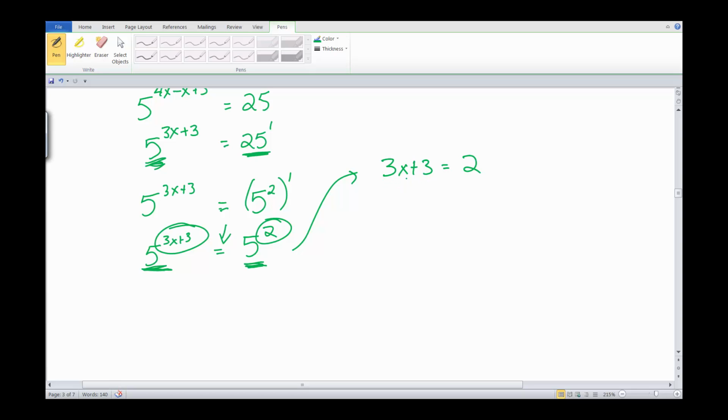As a result, we subtract 3 from both sides. So we have 3x equals negative 1. And then dividing both sides by 3, we end up with x is equal to negative 1/3. And so that would be our solution for example 5b from our 5.1 set of notes.